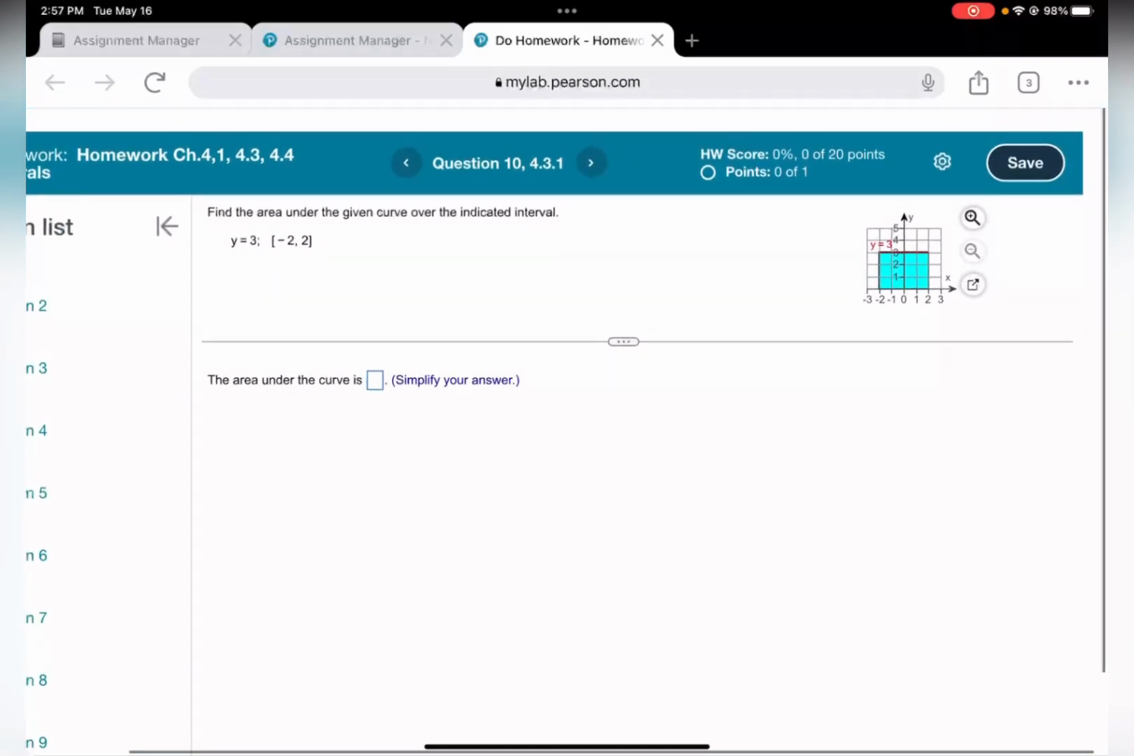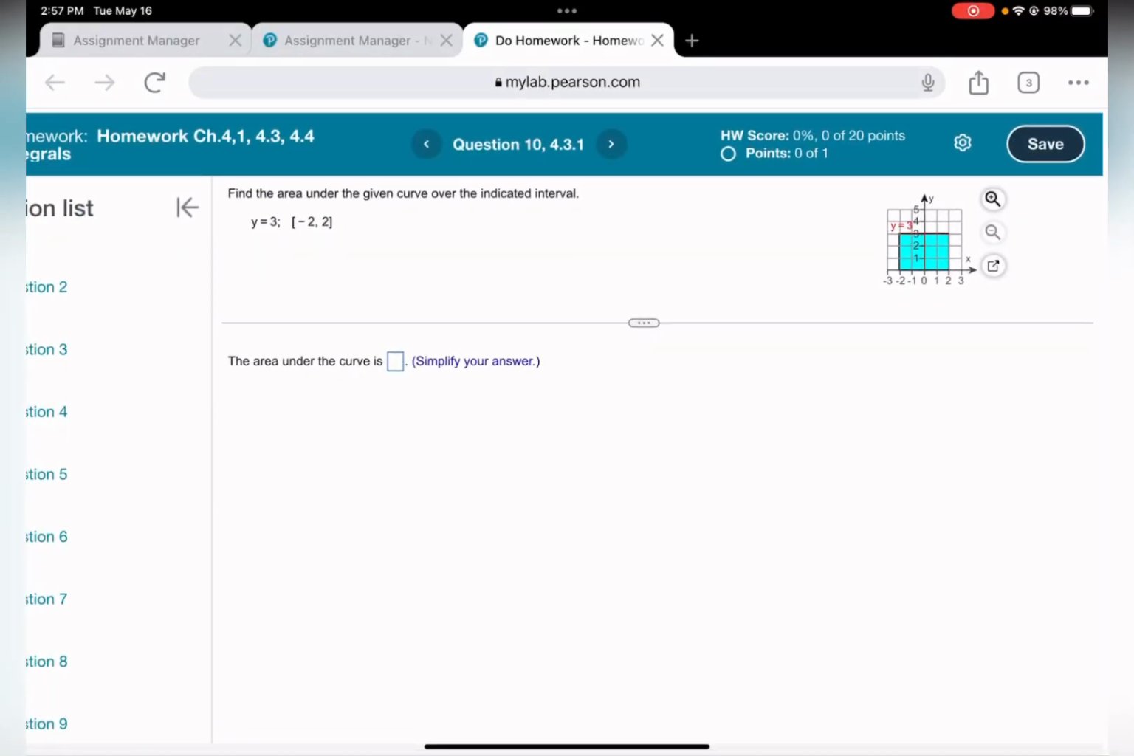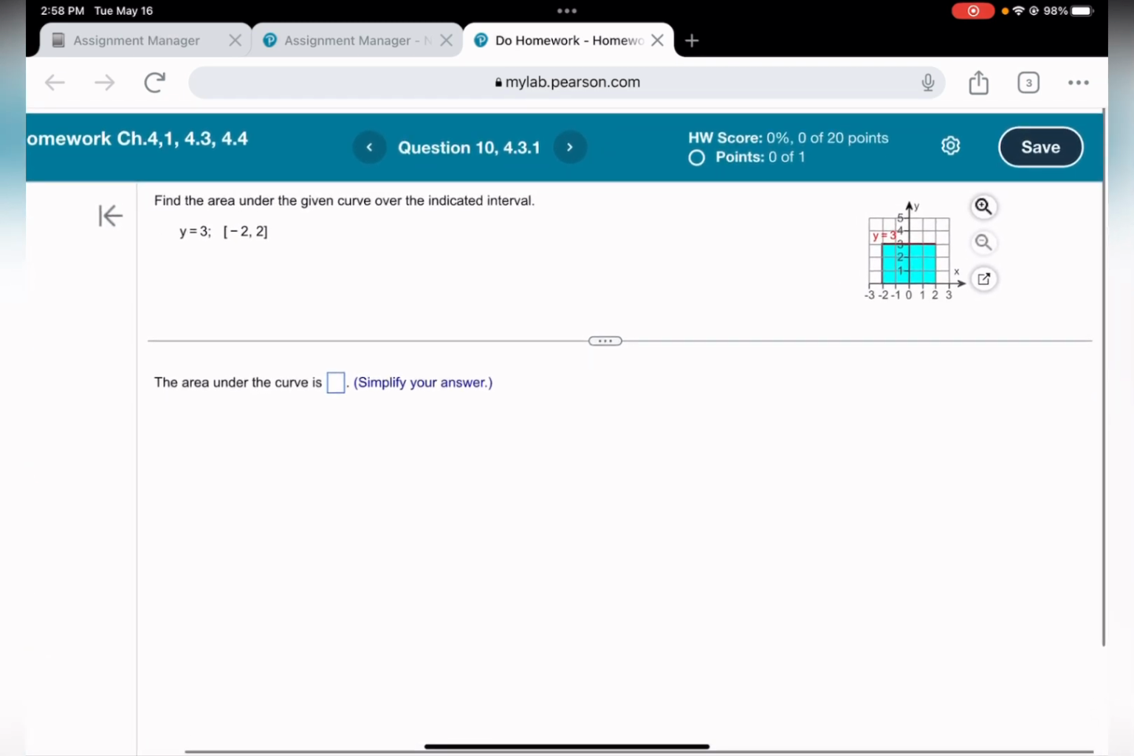So we are continuing working on homework 4.1, 3, and 4. And we stopped at question number 10. So we pick question number 10, and let's continue all the way till question number 20. Find the area under the given curve over the indicated interval.